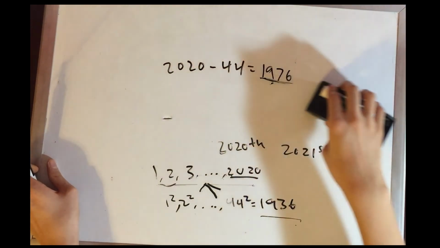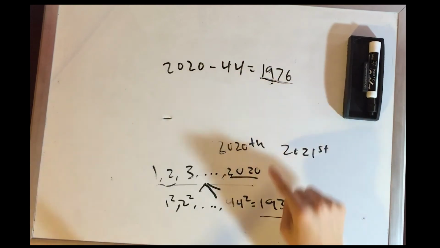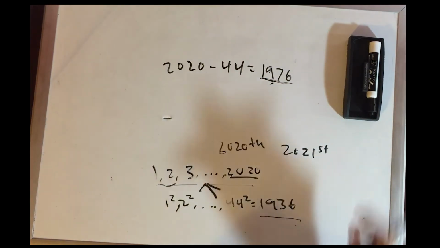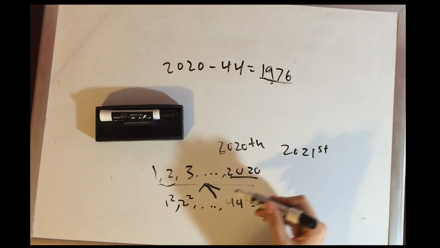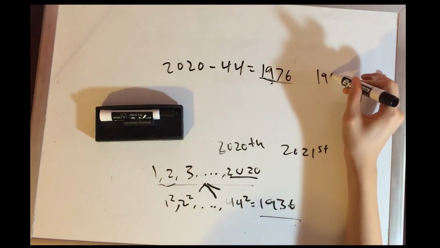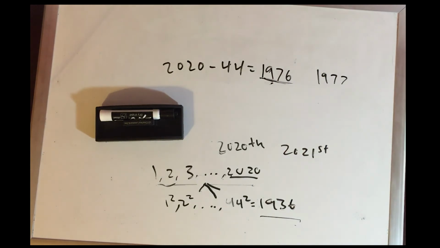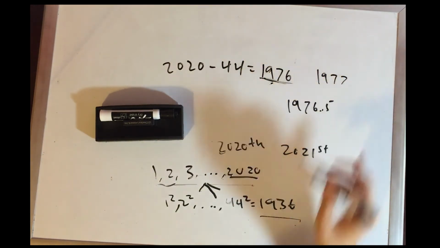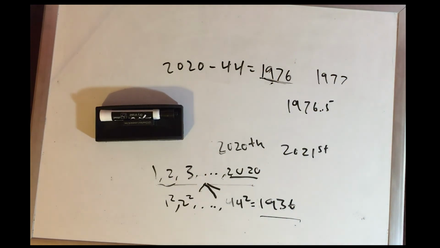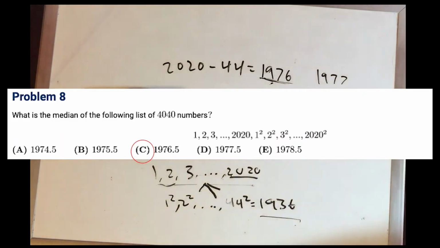So what I'm getting at is that 1976 is going to be our 2020th number. And our 2021st number is just going to be this number plus 1, 1977. And so our median is going to be the average of these, that's just 1976.5. So our answer to this problem is C, 1976.5.